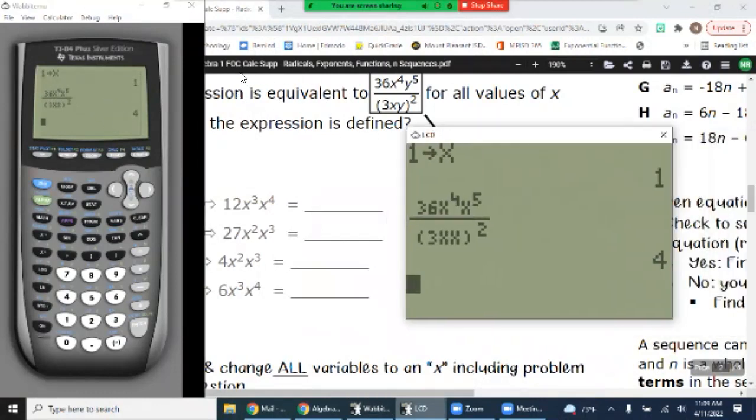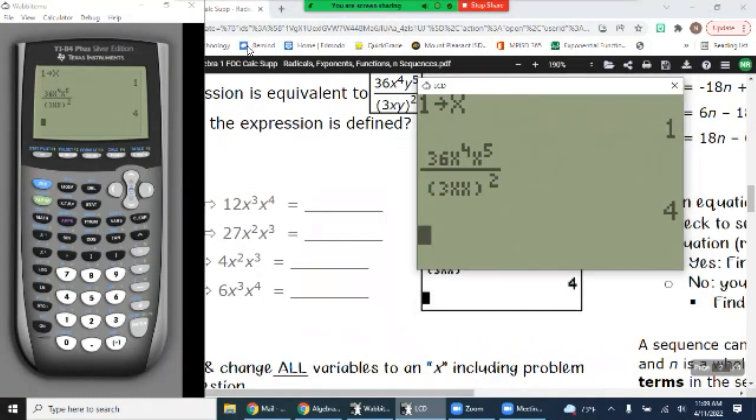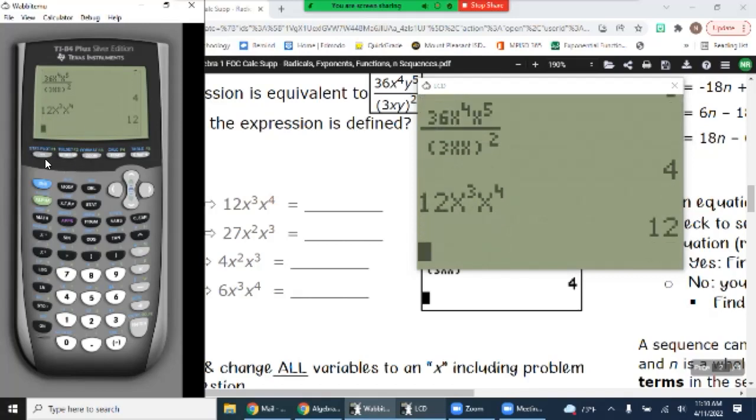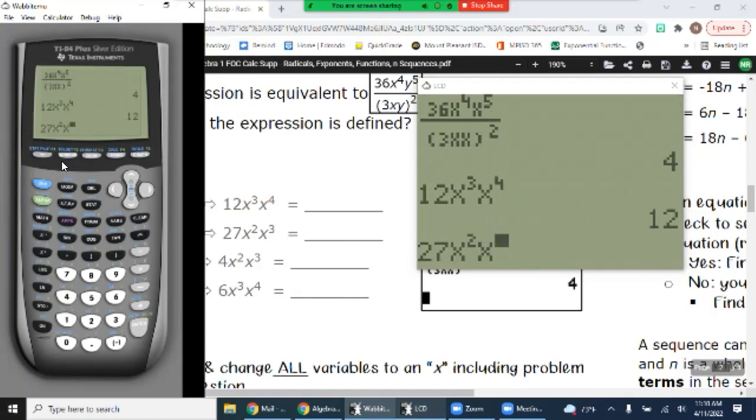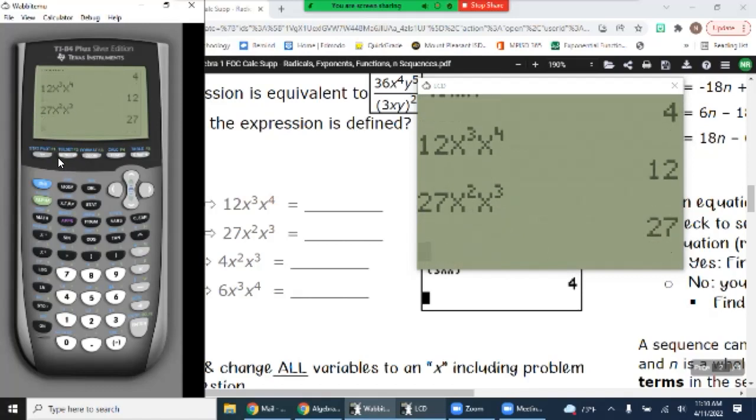So now I want to see what all of my other answer choices get. The ones that end up matching, that's going to be my answer. So I'm going to type in A into the calculator. Why can't I make this smaller? I don't know. All right, so 12 x to the power of 3, x to the power of 4. And we get 12. Looks next one, 27 x squared, x to the power of 3. That one gives us 27.